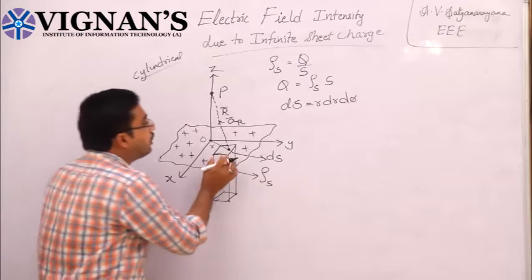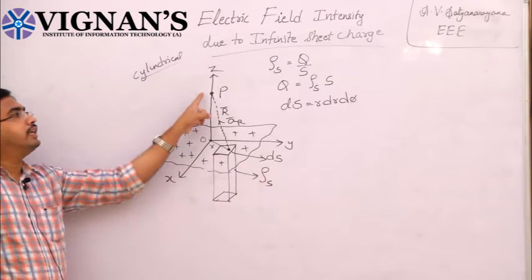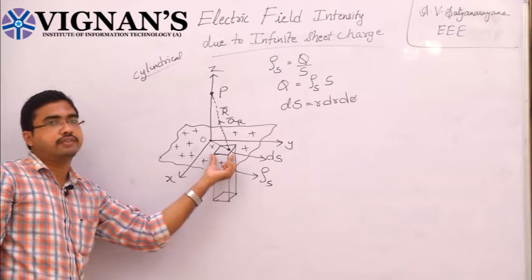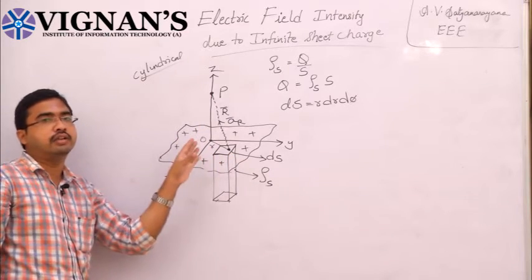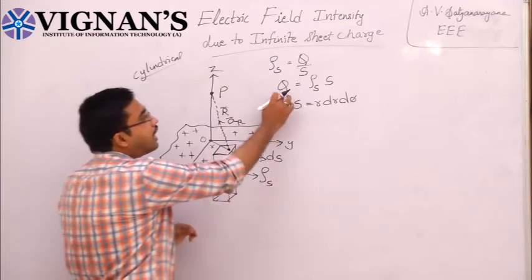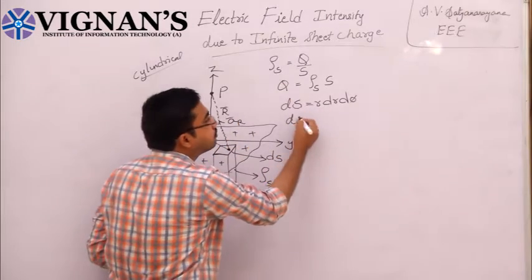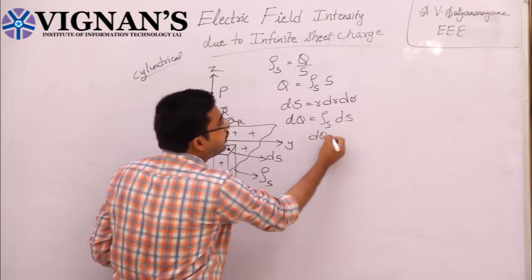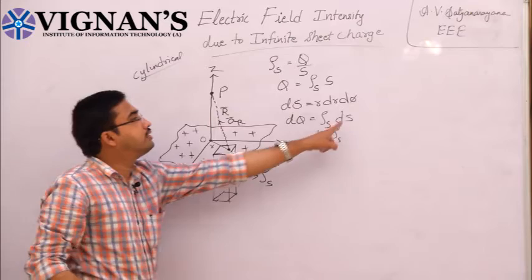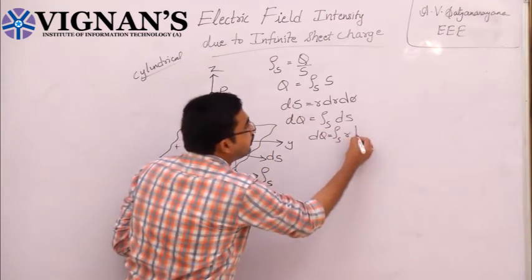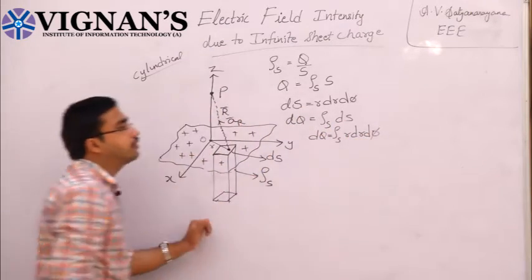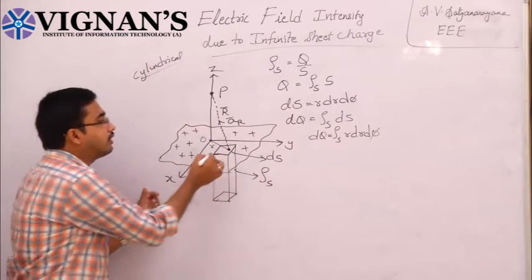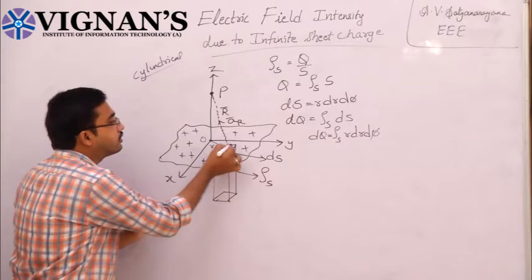Okay. Now we are finding the electric field intensity at this point P only due to this differential surface ds, not for the entire sheet. So for ds, our charge will also be dq only. dq equal to rho s ds. Now dq will be equal to rho s into what is the ds value? r dr d phi. Okay. This is the differential charge that is present in this particular differential region ds.